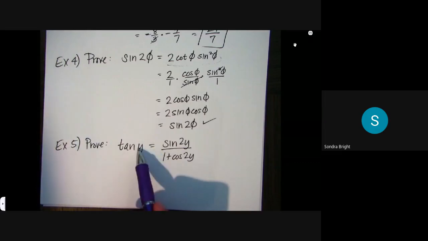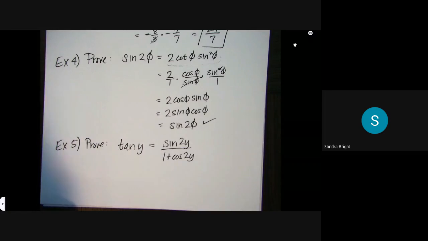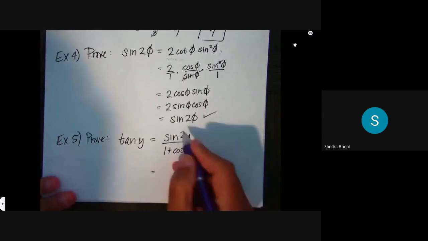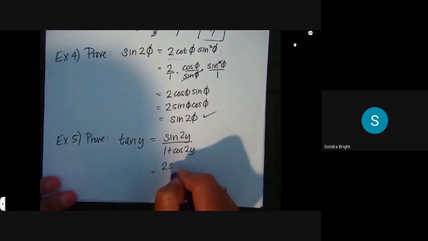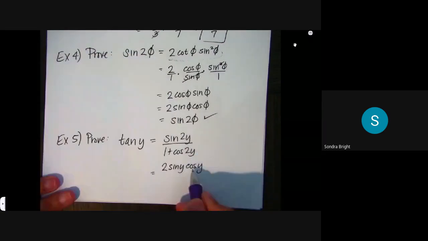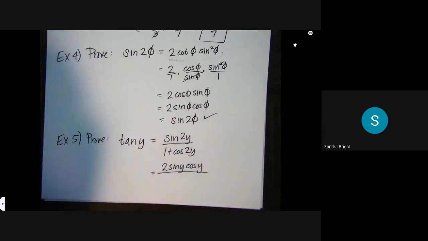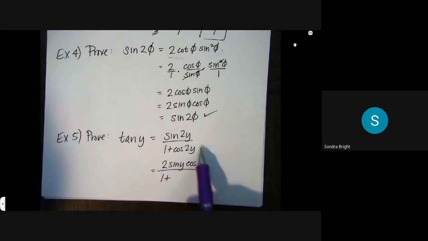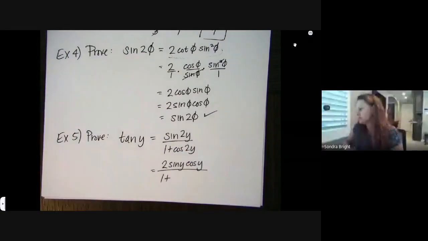So let's use the identities, right? For sine of 2 times an angle, there's only one identity. It would be 2 times sine of y times cosine of y. Oh, look, cozy. Oh, cute. All right. On the bottom, I've got a 1 plus cosine of 2 times y. All right, so I've got identities for the cosine of a double angle. There's 3 of them, right?